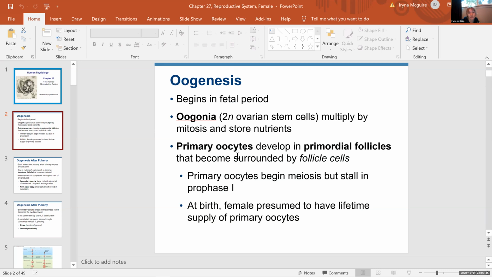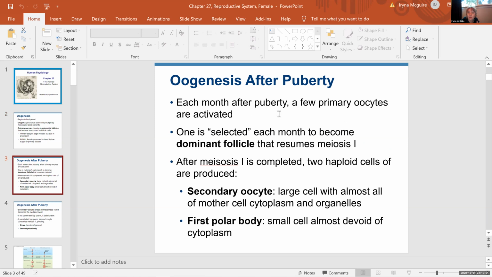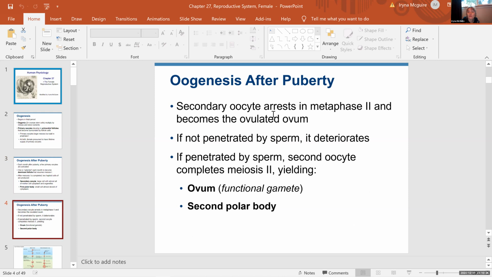We covered that primary oocytes develop in primordial follicles surrounded by follicle cells, right? We also said that primary oocytes begin meiosis but stall in prophase 1, right? Then we said that each month after puberty, a few primary oocytes are activated and one is selected and became the dominant follicle that continues and finishes meiosis 1. After meiosis 1 is completed, 2 haploid cells are produced, the secondary oocyte and the first polar body. The secondary oocyte is a large cell with almost all of the mother cell's cytoplasm and organelles, and the first polar body is a small cell almost devoid of cytoplasm.